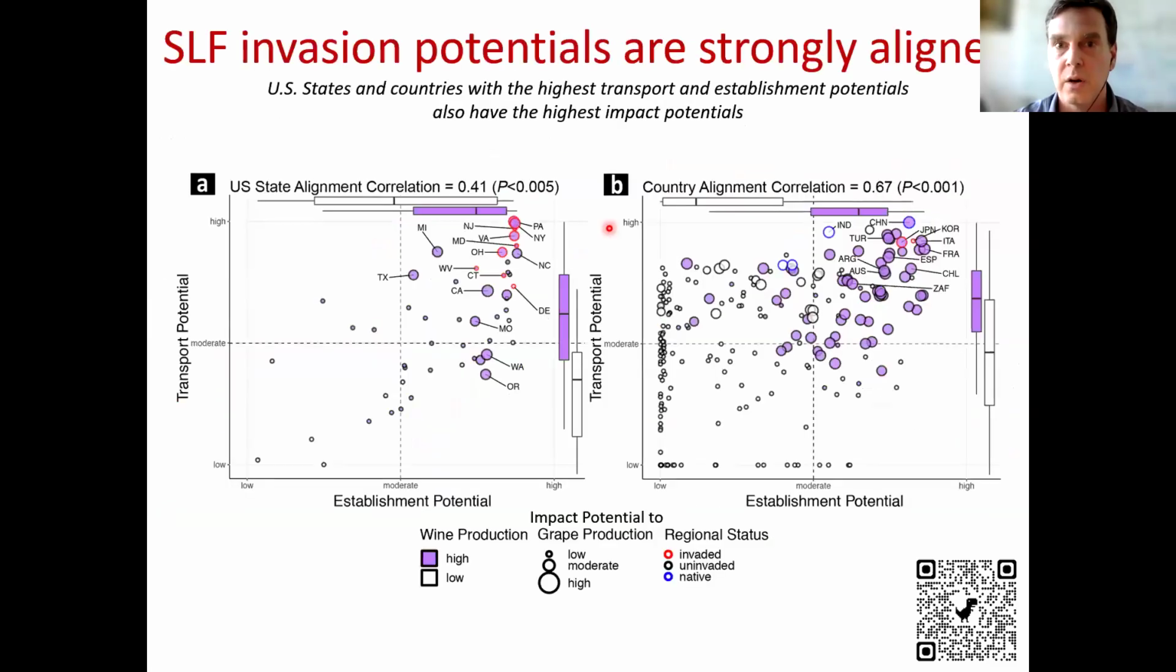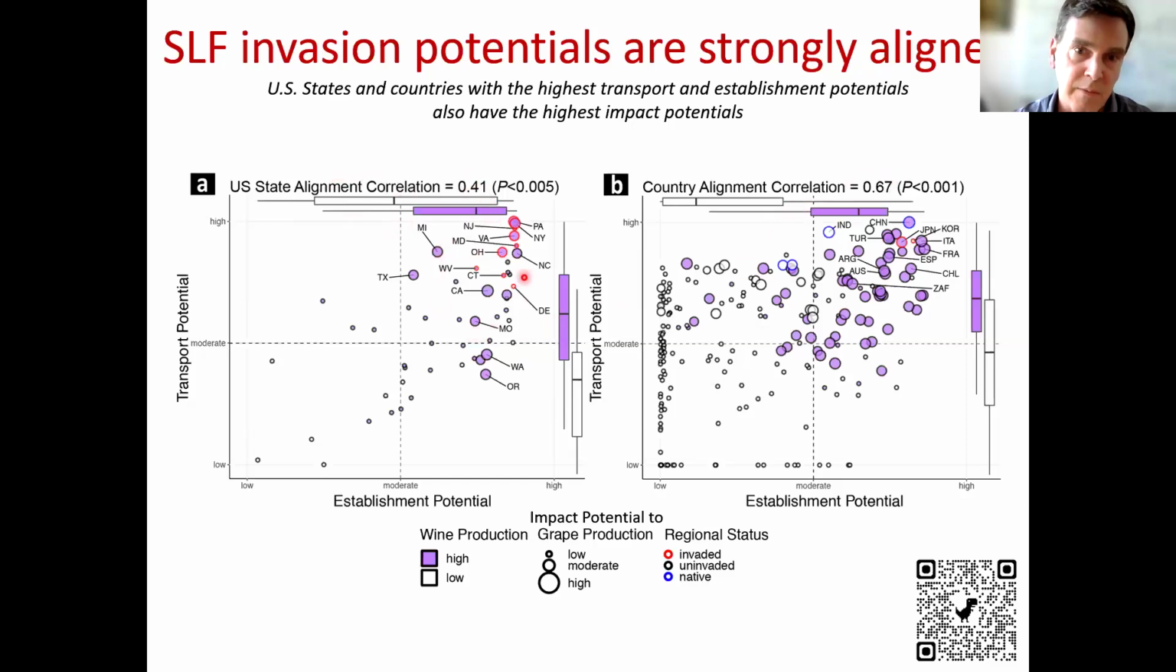And so we can see that in our risk quadrant plots. So these are US states, these are countries here. And so the US states and the countries that had the highest transport and establishment potentials also had the highest impact potentials. And so there's a multivariate alignment correlation of about 0.41 or 0.67.